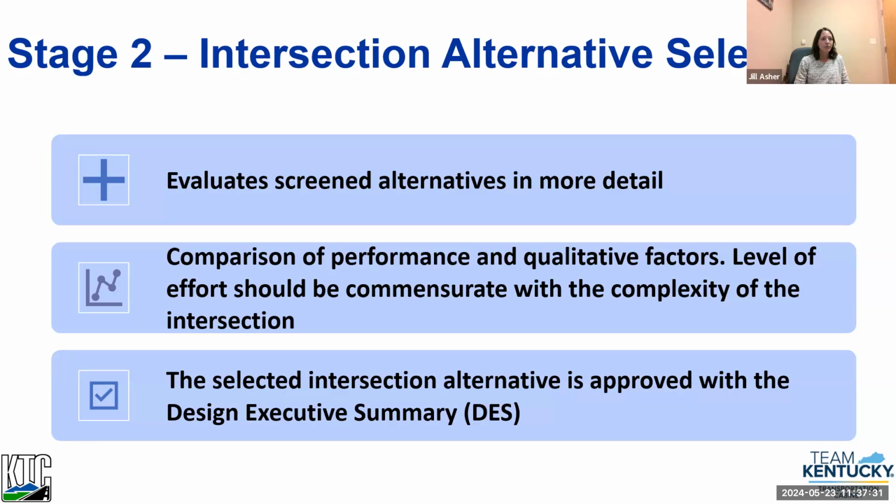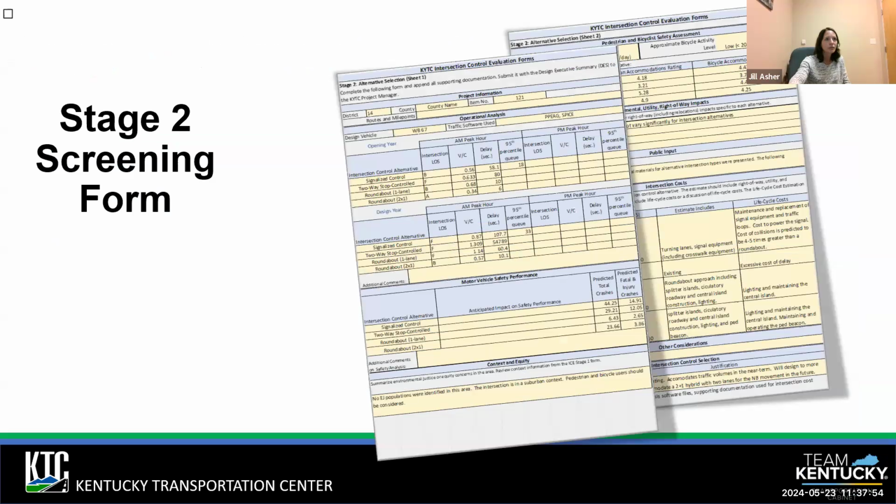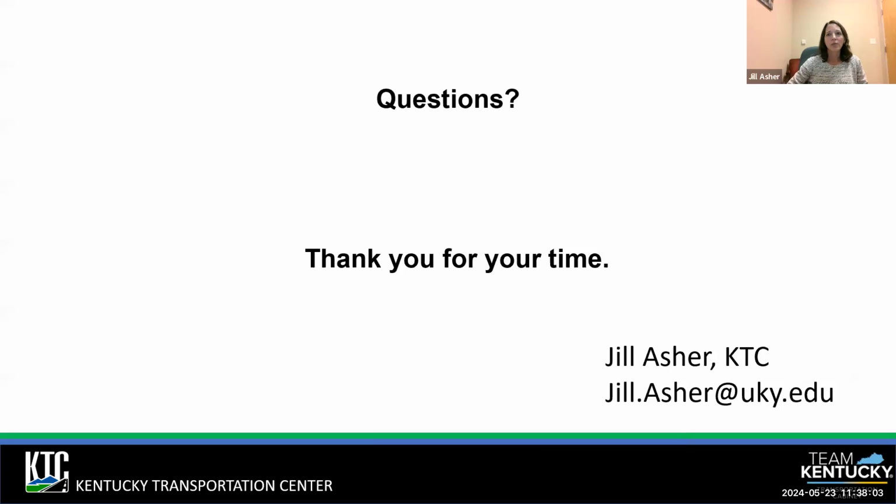And so you're going to have that ICE form. You're going to attach it, along with the spreadsheets that you used for the numbers, to the DES. And when the DES is signed with that selected alternative for your intersection, then it's approved. And we went over the stage 2 form already. So with that, I think that's about it. We can open it up to questions.